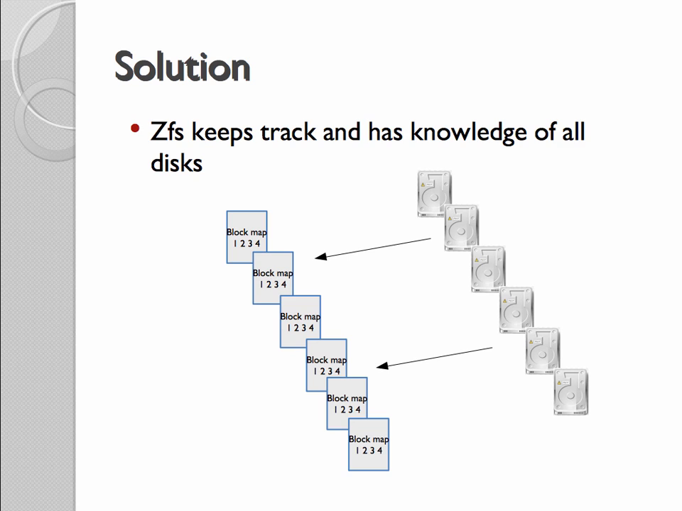With ZFS, it keeps track of all the disks, and they have the concept of virtual devices where you have more than one disk, but it keeps block maps for each of those disks so that it can make intelligent choices about where to lay the data onto the disk, so that it can write to all the disks simultaneously or read from all the disks simultaneously.